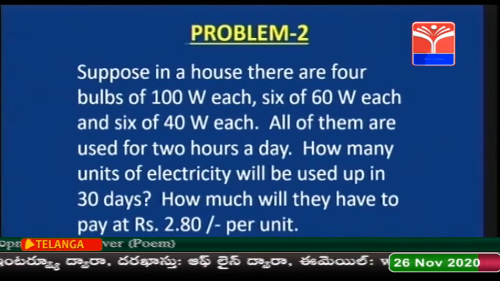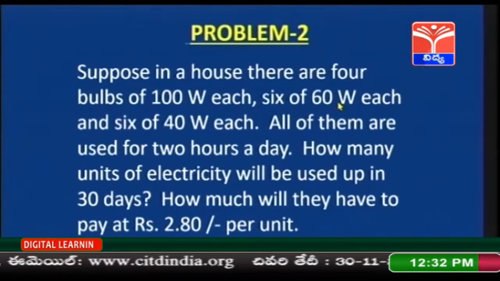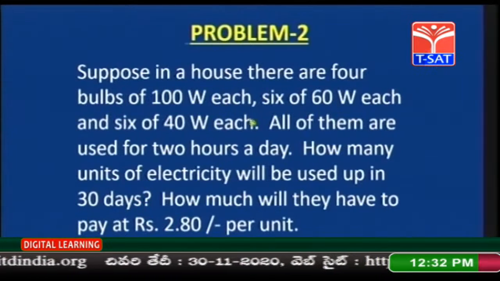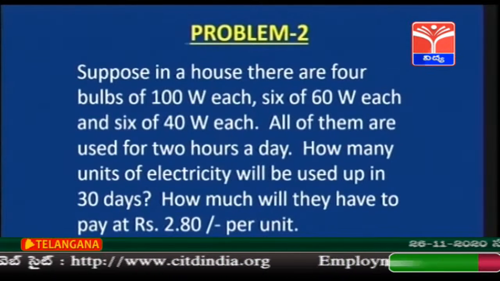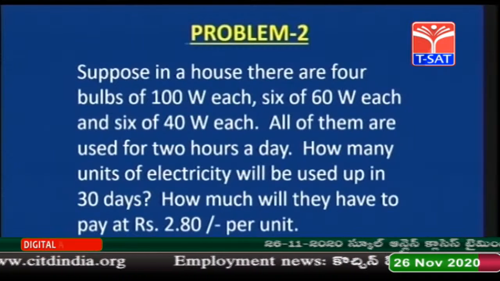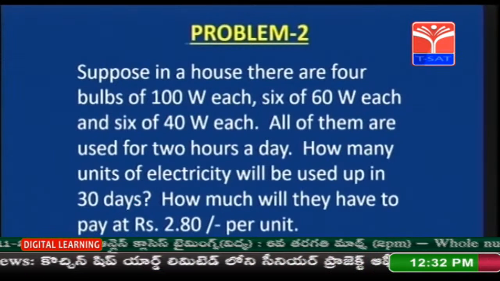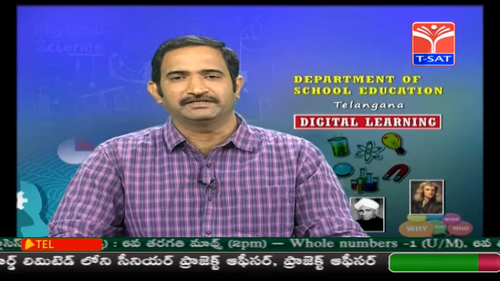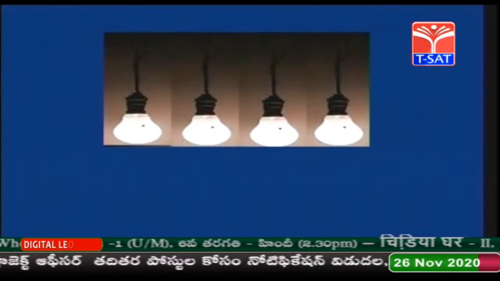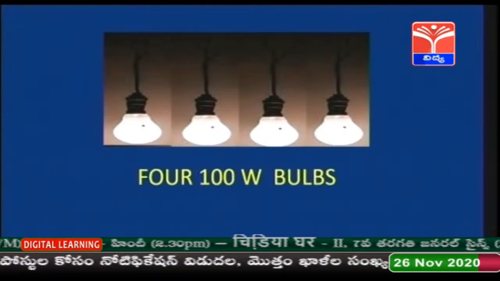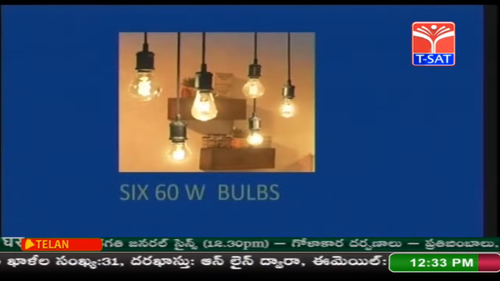Now what is given in this problem? How many 100 watt bulbs are there? 4 100 watt bulbs are there, 6 60 watt bulbs are there and 6 40 watt bulbs are there. Now what do we have to do? They are used for 2 hours. Now how much electricity is consumed by them? We have to calculate first. Now let's see how simple it will be. Now there are 4 bulbs of 100 watts. Now there are 6 bulbs of 60 watt.